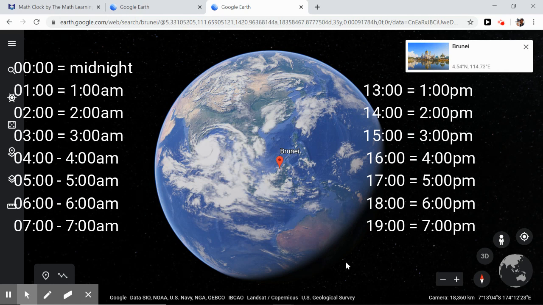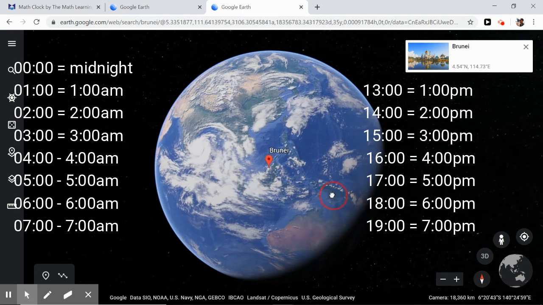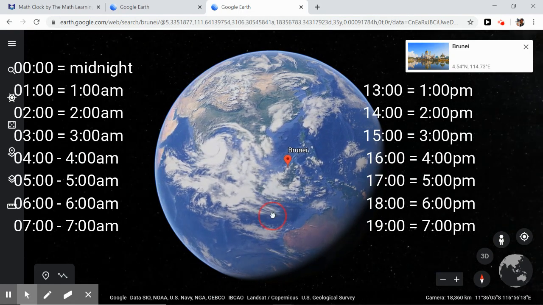As you can see on our planet, we've got tiny Brunei, which is slap bang in the middle, roughly on the equator as well. And right now it's in the full sunshine, so it's probably about 12 o'clock in the afternoon, which would be 12 p.m. And then if we keep rotating, it's getting later. Oops, we go the other way. It's getting later and later.